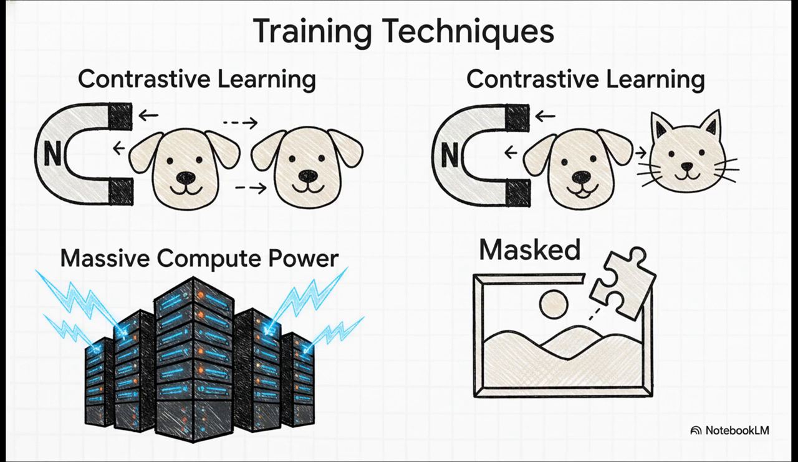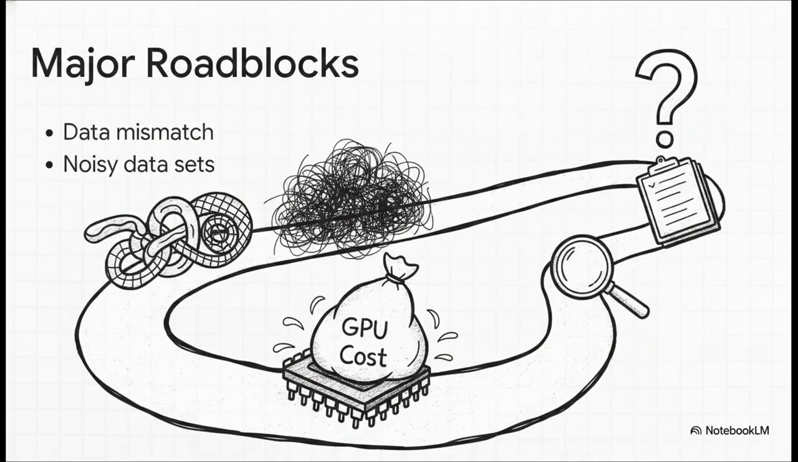You also force it to play guessing games, hiding parts of an image and making it predict the missing pieces, which is known as masked modeling. And doing all of this requires an unfathomable amount of computing power, tying up massive clusters of GPUs for weeks or even months. And honestly, the roadblocks don't stop at computing power.